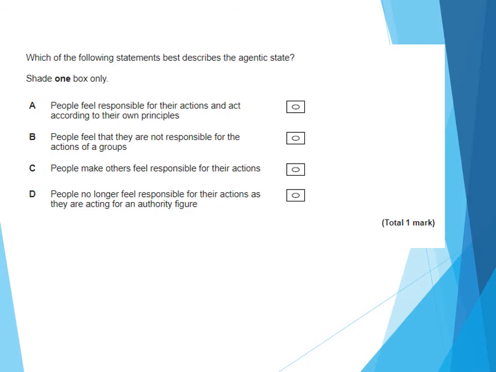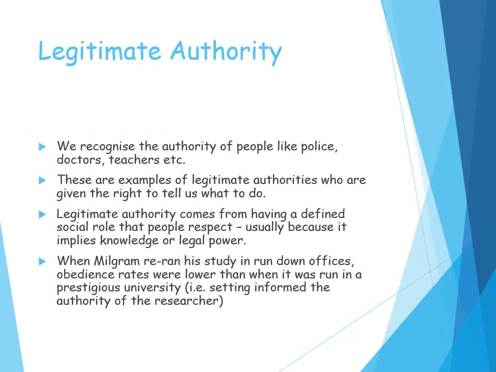Which of the following statements best describes agentic state? So, people feeling responsible for their actions and act according to own principles. Well, that would be autonomous, so it's not that one. People feel they are not responsible for actions of the group. People make others feel responsible for their actions. People no longer feel responsible for their actions as they are acting on an authority figure. So you should have that it is D, because remember, when you are in an agentic state, you are not responsible for your actions, and your actions are on behalf of someone else, the authority figure. They are responsible for the way you are behaving.